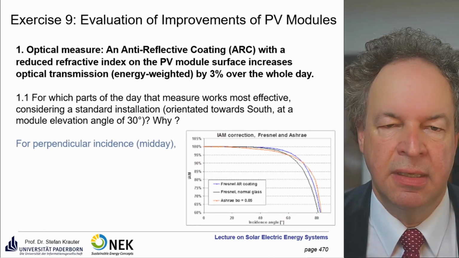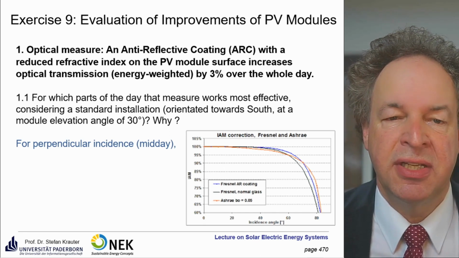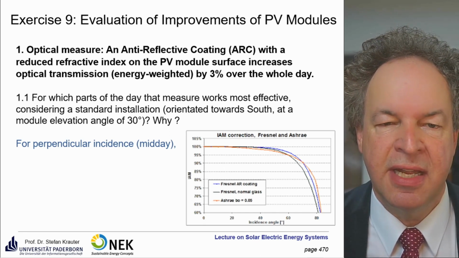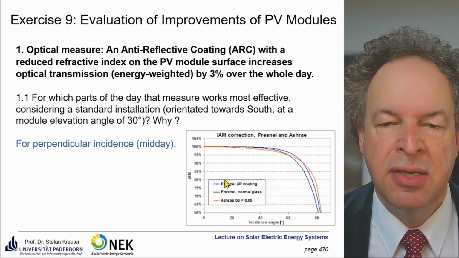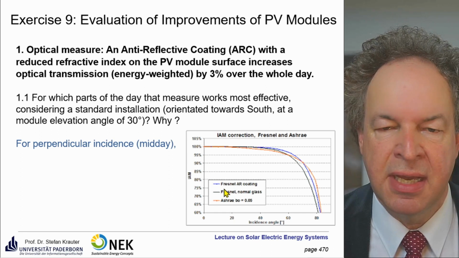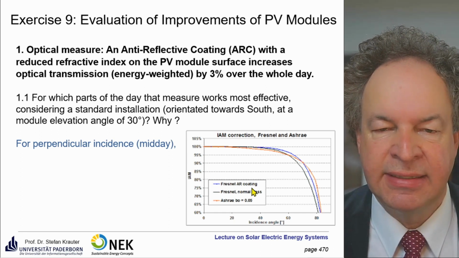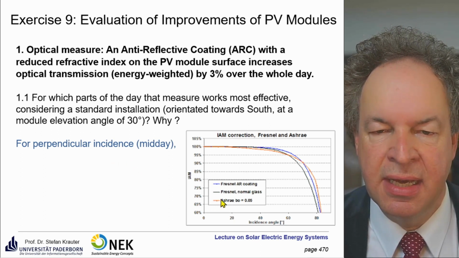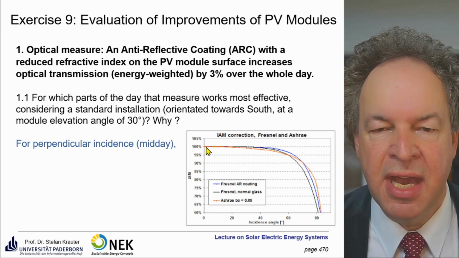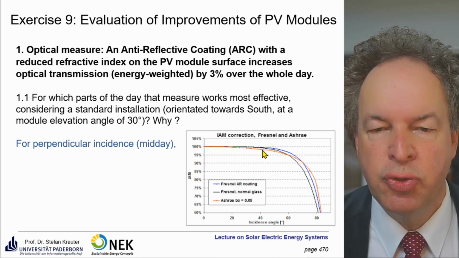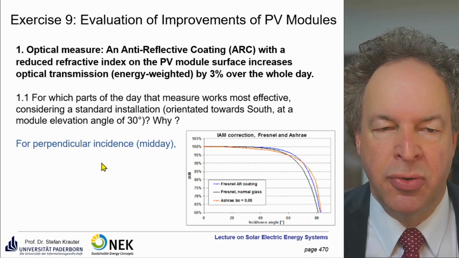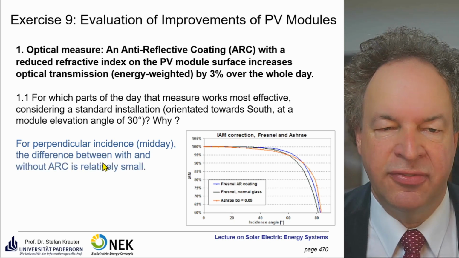Why is it so? For perpendicular incidence, it's towards midday. We have an incidence angle of 0 degrees that you see here. You see here also the different curves. The blue curve is with an anti-reflective coating, and the gray line is normal glass. There's not much difference at perpendicular incidence, but if you go towards larger incidence angles, you see a difference here. So for midday, this is not very effective.